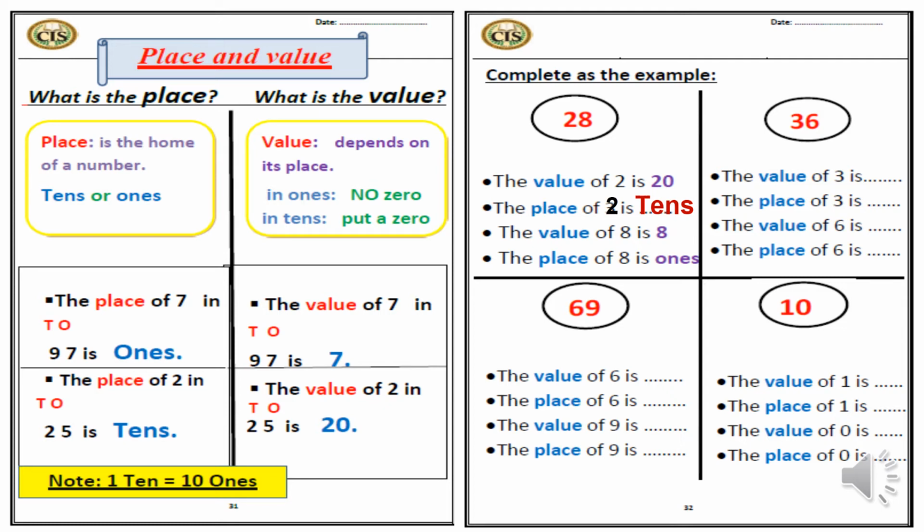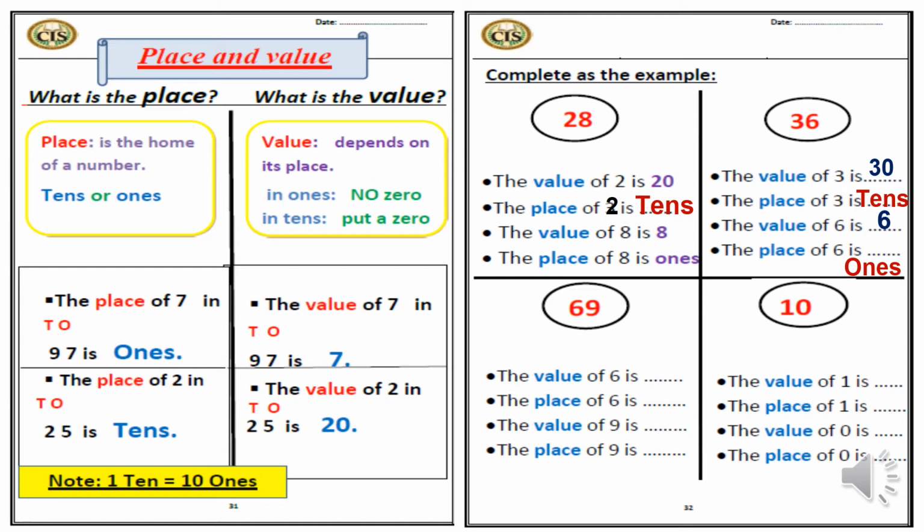Okay, next one. We have here 36. He asked about the value of 3. The value of 3 here is 30. The place of 3 is tens. The value of 6 is 6, because the place of 6 is ones.